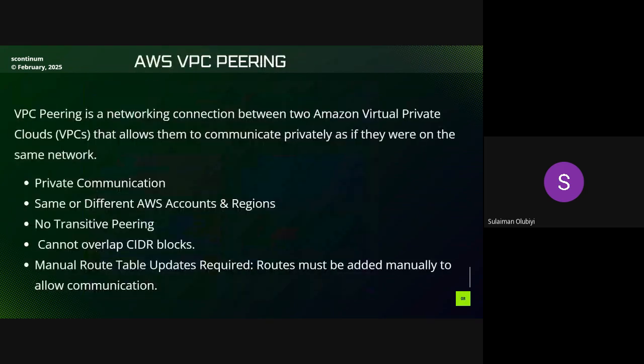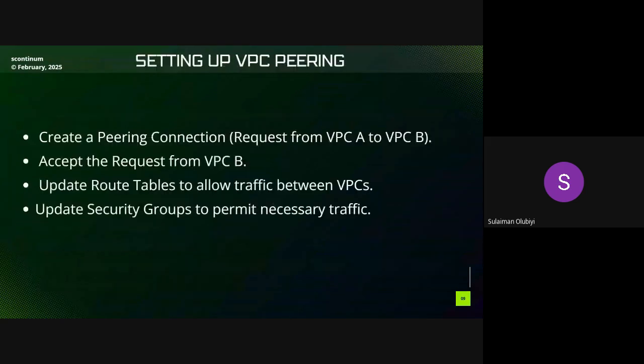So let's continue. Also, the routing table: you need to manually update the routes in each of the route tables. We're going to go to the practical; I'm just taking us through the fundamentals. You need to manually go to your route table and add those routes one after the other using VPC peering. So it's manual, it's not transitive, and you cannot allow overlapping CIDR blocks.